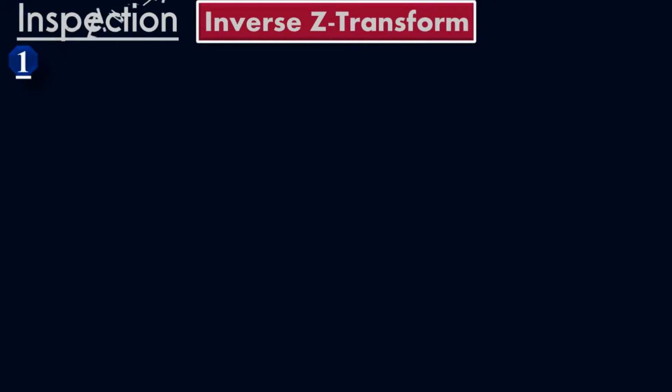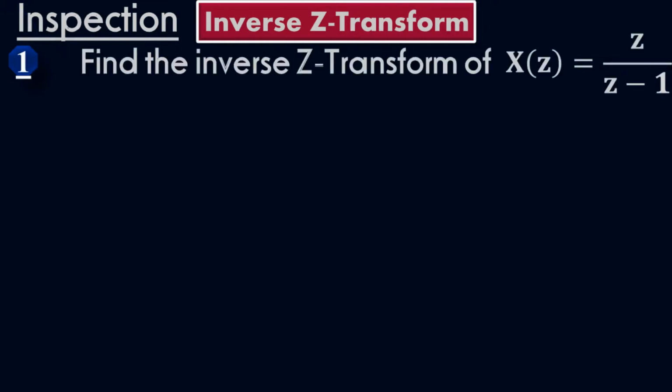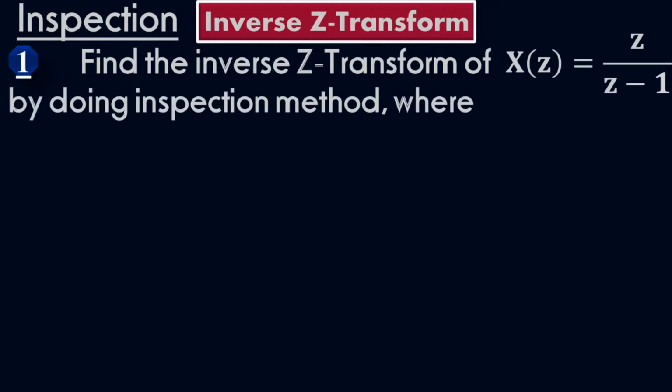Example number 1. Find the inverse Z-transform of X(z) = z/(z-1) by doing the inspection method, where |z| is greater than 1. Look, it is a Z-transform X(z) = z/(z-1). We want to find the inverse Z-transform. It is in the frequency domain, and we want to shift it to the time domain. So to do so, we are using the inspection method, where its region of convergence is that |z| must be greater than 1. This is the region of convergence for this Z-transform, z/(z-1). The |z| must be greater than 1.